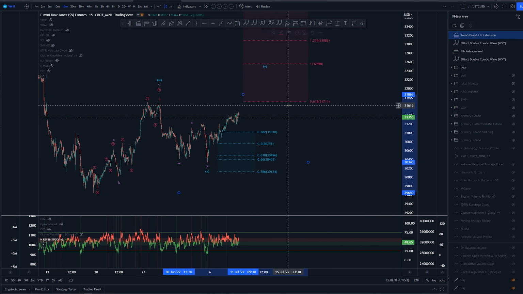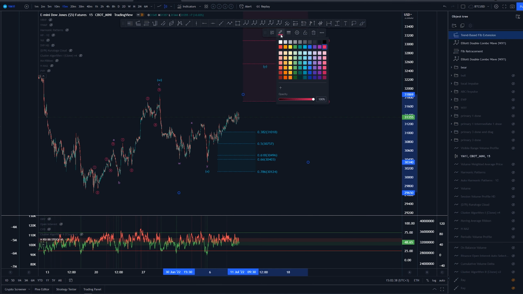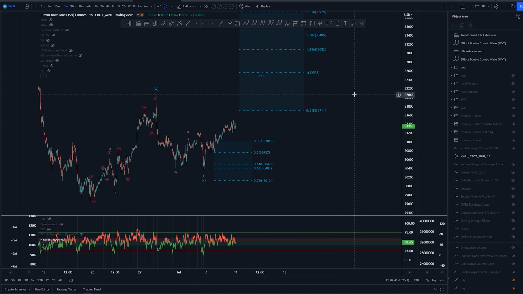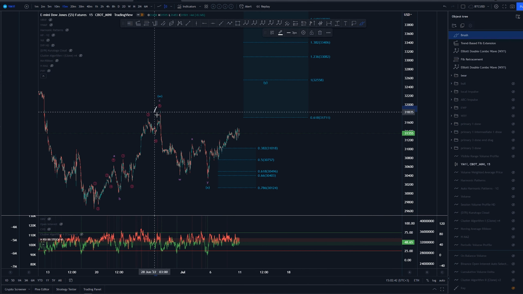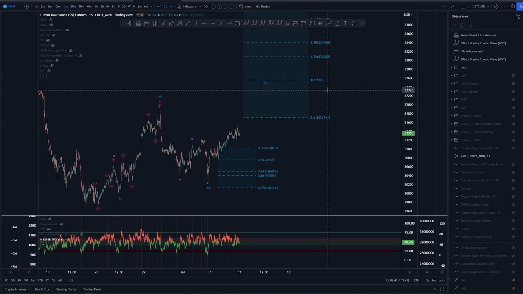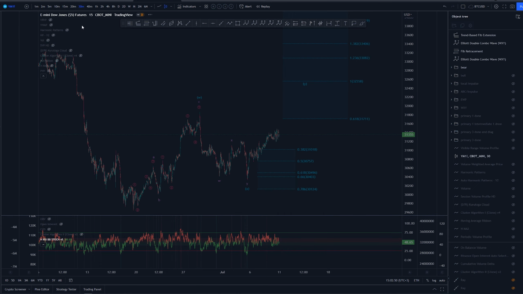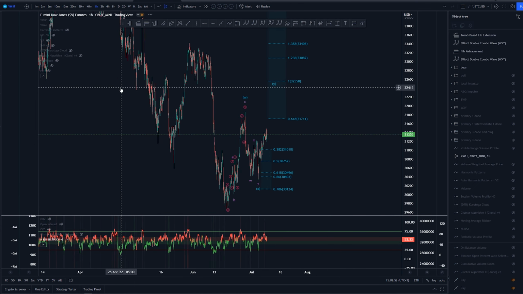The minimum we would want to see is the 0.618. This would not take out the highs here, which would definitely not be normal. I would definitely expect it to take out these highs. The next target is again the 1-to-1, 32.558K. And let's see if there is some kind of structural support there.